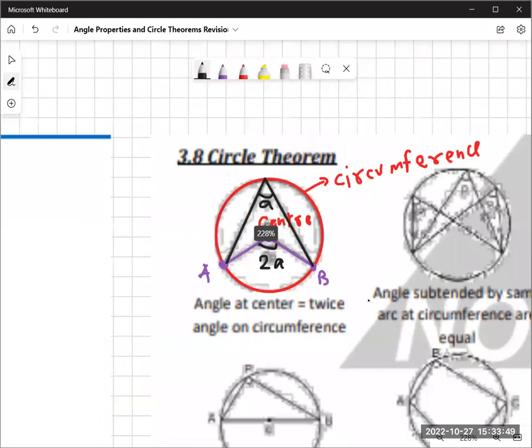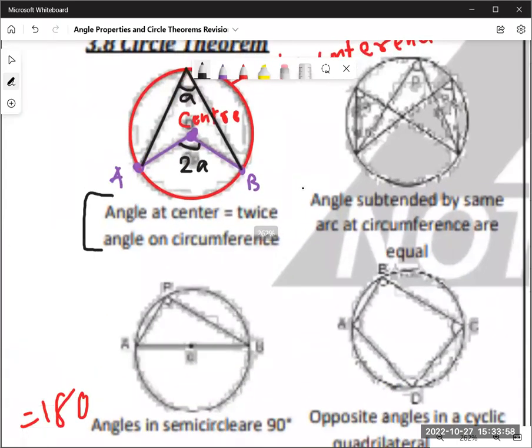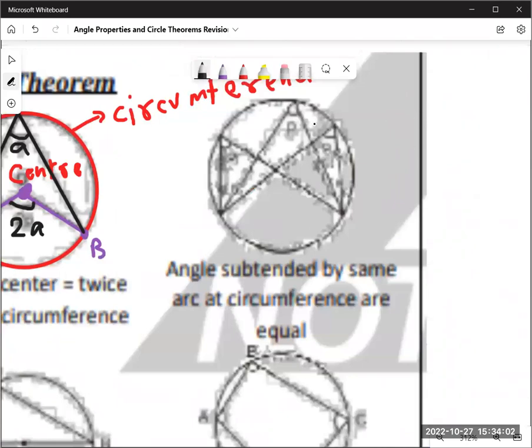Now, next one. Before I continue, Najla, read the rule. Angle at the center equals twice the angle at the circumference.